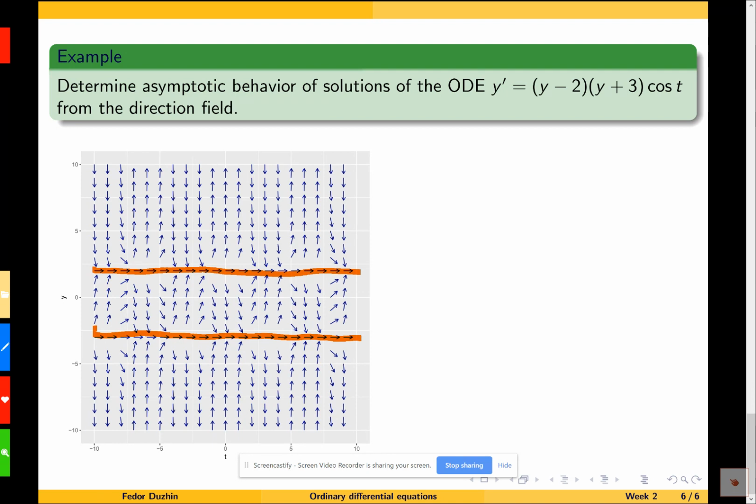Well, actually, no, because all other solutions seem to oscillate. So if you have a solution here, then it goes down, then probably goes up again, then goes down again, then goes up again, goes down again, and so on. Same here. So if you have a solution that approaches y equals 2, and then it goes up, then it probably goes down, goes up, goes down.